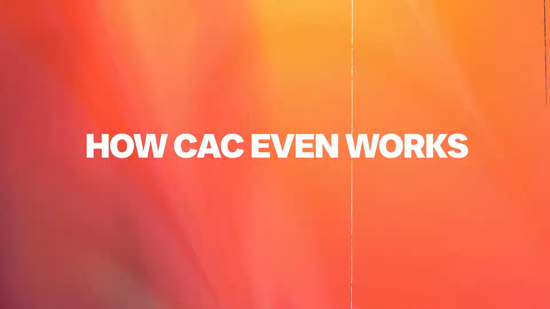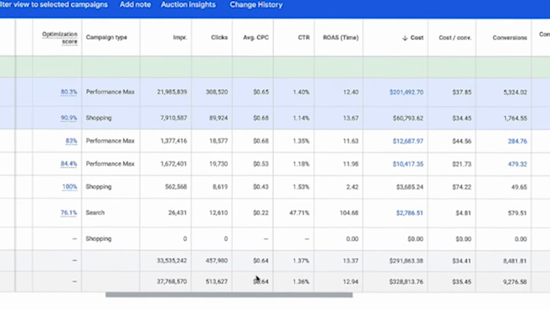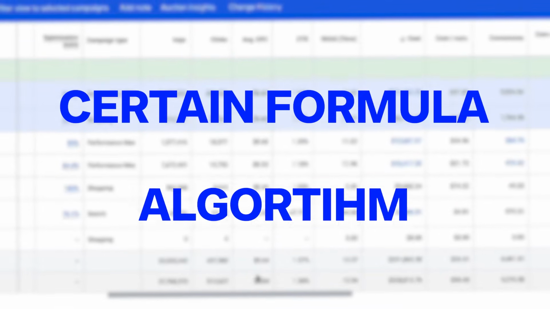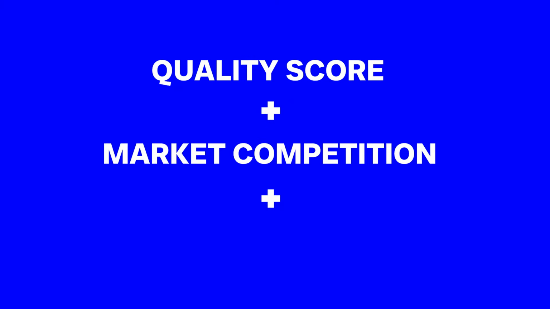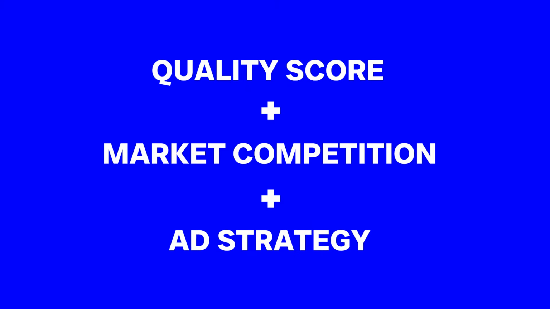Ads platform. Now, what you want to understand is that the value that you see on your dashboard, the cost per purchase, is not a number that just randomly came on your Google Ads dashboard. Rather, it's a number based on a certain formula and based on the algorithm itself. The formula can be classified as quality score plus the competition in the market plus your ad strategy itself. All these three things basically result in the cost per purchase number that you see on your screen.